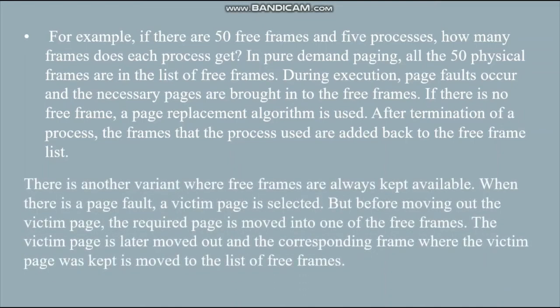There is another variant where free frames are always kept available. When there is a page fault, a victim page is selected, but before moving out the victim page, the required page is moved into one of the free frames. The victim page is later moved out and the corresponding frame where the victim page was kept is moved to the list of free frames. So there are a few constraints while allocating frames. It is not possible to allocate more frames than the total number of available frames. It is also needed that each process must be allocated at least a minimum number of frames. This is because when the number of frames allocated to a process decreases, the page fault rate increases.